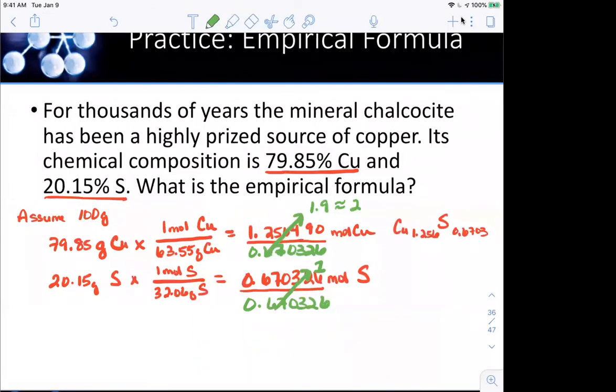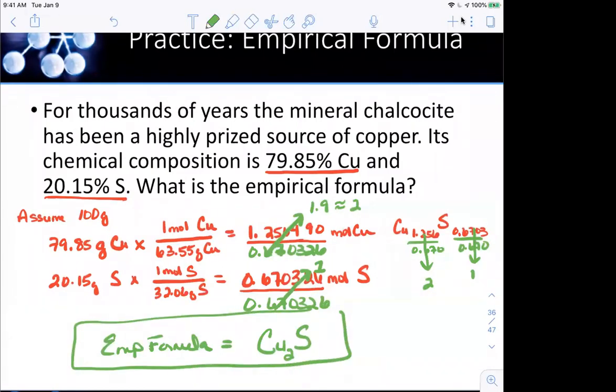So the empirical formula is equal to, if I divide through, this is going to give me 1 and this is going to give me 2. So I have Cu2S as my final answer. And that's how we end up doing these.